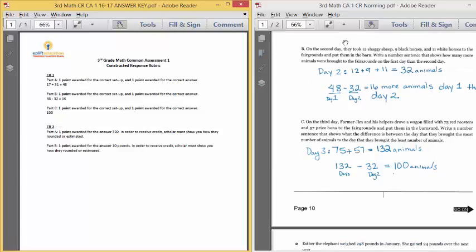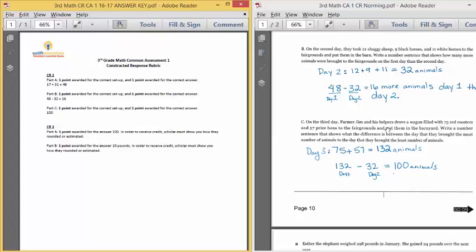For part B, it's also asking them to dissect a word problem into the 3 components and then to figure out how many more animals were brought to the fairgrounds on the first day than the second day. What they'll have to do first is add together 12, 9, and 11 to figure out how many animals were there on the second day. But then they will need to do an additional step, which is to set up the problem 48 from day 1 minus 32 from day 2 to see that there were 16 more animals on day 1 than on day 2.